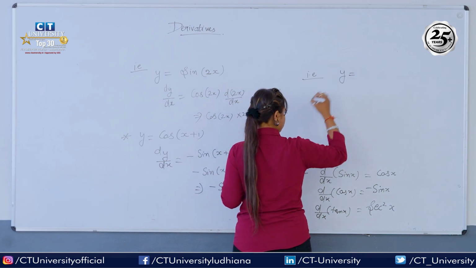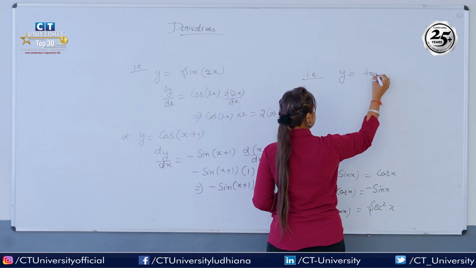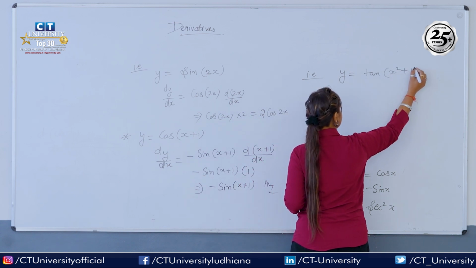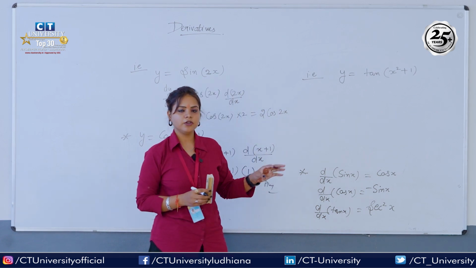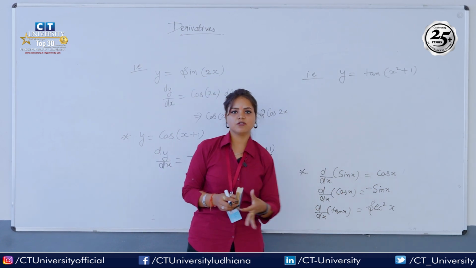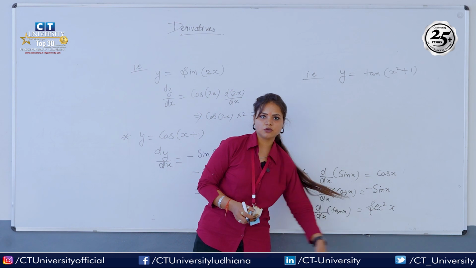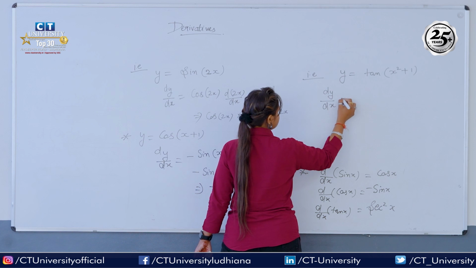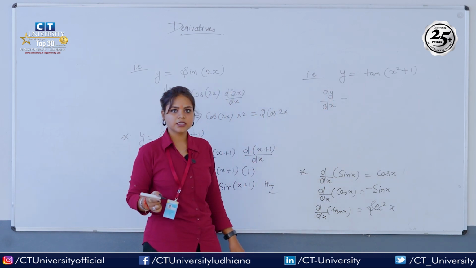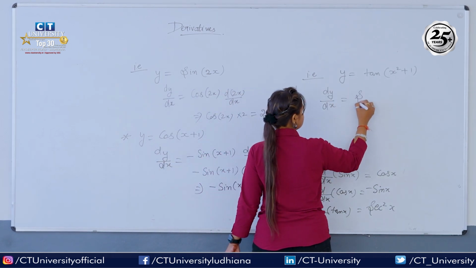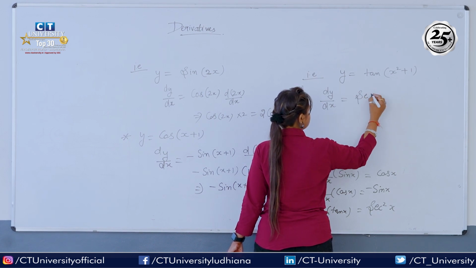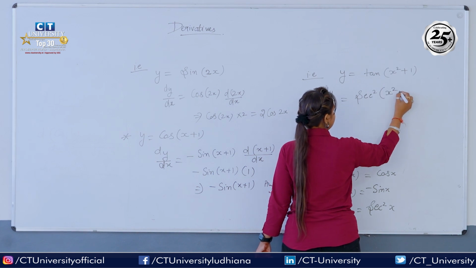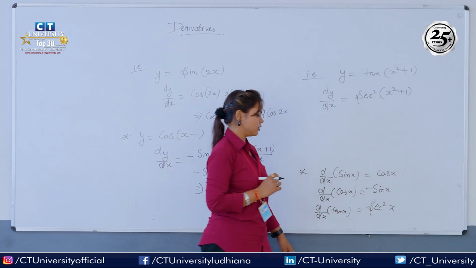Let y equal tan(x² + 1). Find the derivative of tan(x² + 1). Using the third trigonometric rule, differentiate both sides: dy/dx is equal to the derivative of tan x, which is sec² x, sec² of the angle.